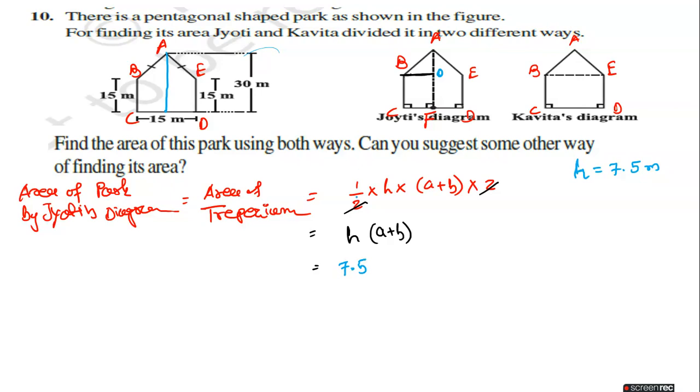Okay. Now a plus b. Actually, what is our a? BC is our a. Now a and b are actually parallel sides or not? A and b are parallel sides. So BC is the first parallel side and AF is the second parallel side.